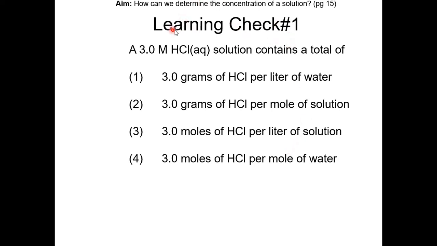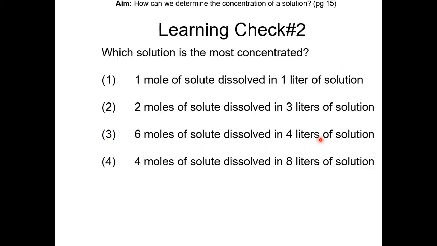Learning check number 1. A 3 molar HCl aqueous solution contains a total of what? Pause the video and resume as completed. The answer is choice 3, moles of HCl per liters of solution.